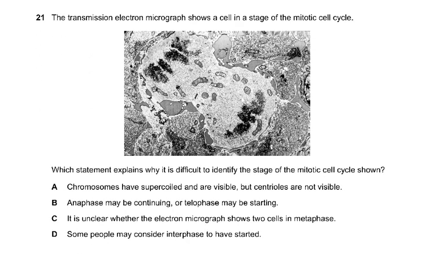Then coming to question number 21, the transmission electron micrograph shows a cell in a stage of the mitotic cell cycle. Which statement explains why it is difficult to identify the stage of the mitotic cell cycle? We don't know whether this is telophase or the end of anaphase. Why is it difficult? So chromosomes may have supercoiled and are visible, but centrioles are not visible. Anaphase may be continuing or telophase may be starting.